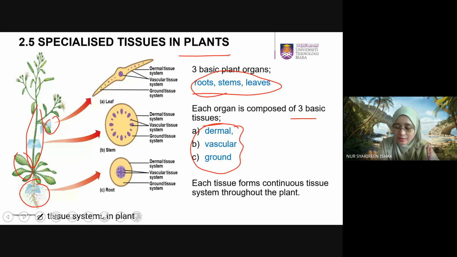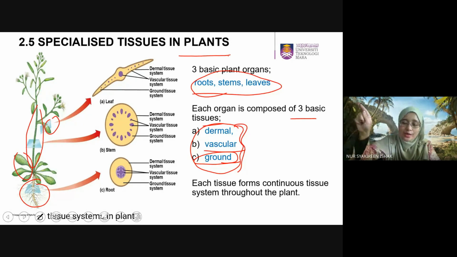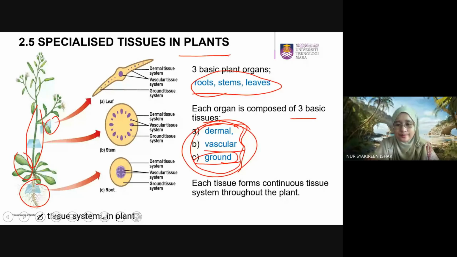Okay, three basic tissues, which is the dermal. The dermal is on the surface, the vascular for transportation, and also ground tissues. So these are the three types of tissues in plants. Okay, daripada roots until shoots, kan, daripada akar sampailah ke hujung daun tu, mesti ada tiga layer tisu ni. Okay, dermal, vascular, and ground. Each tissue form continuous tissue system throughout the plant.